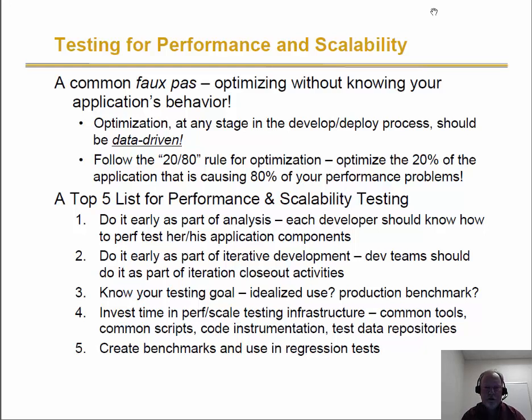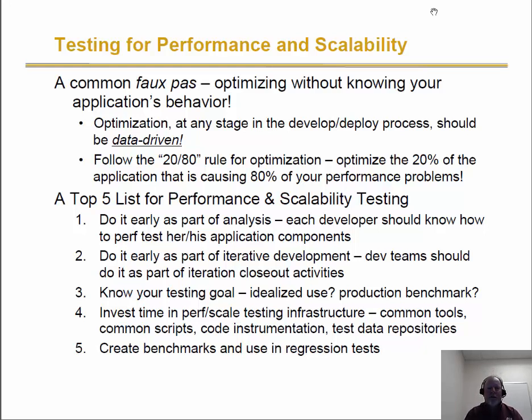And then follow the 20/80 rule, right? Optimize the 20% of the application, or maybe it's the 5%, that's causing 80% of your performance problems. Go search for those bottlenecks first and solve those kinds of things first, and don't spend your time optimizing things that are edge cases, if you will.